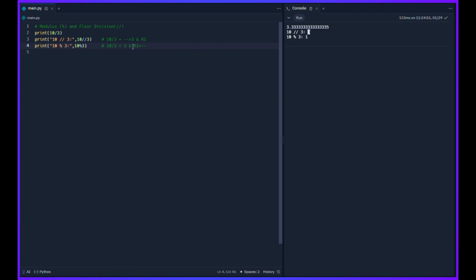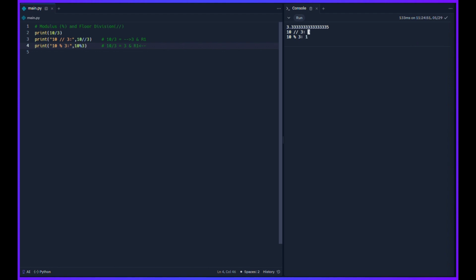Now, with the modulus, we get the remainder, which is 1. So 3 times 3 is 9. So it's not really 10, but when you divide 10 by 3, you're going to get 3 and a remainder of 1. So that's as simple as it can get for the modulus and the floor division.